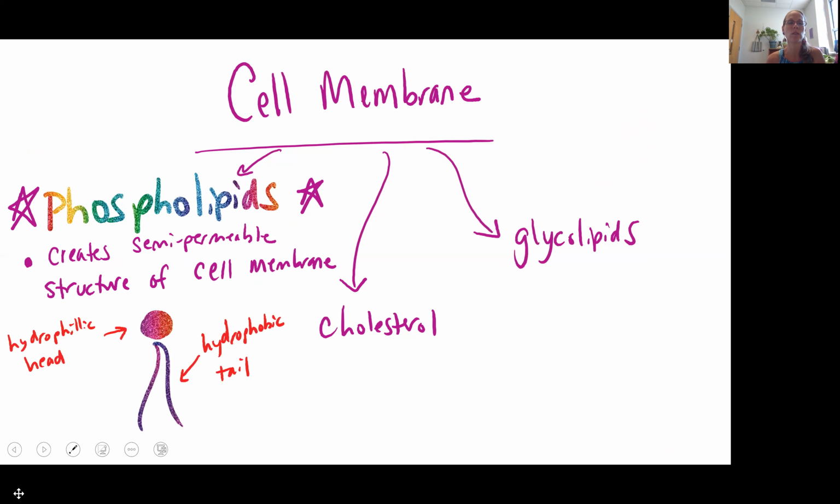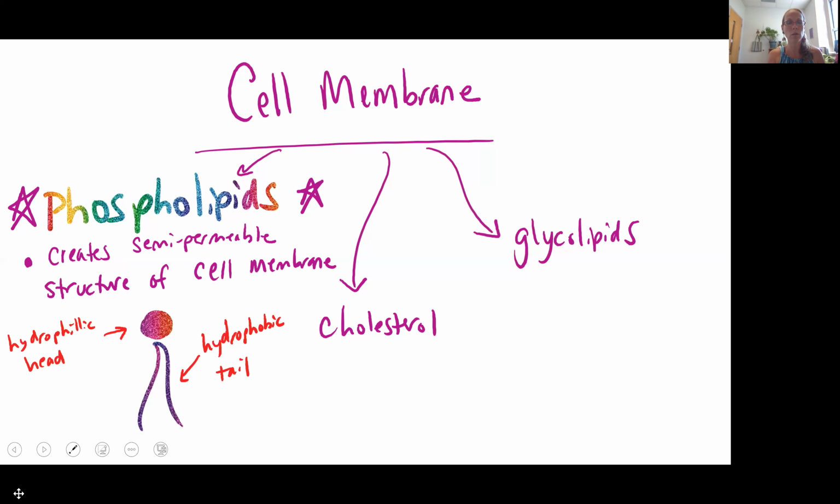The phospholipid is going to create what we can call a semi-permeable structure to our cell membrane. Semi-permeable means some stuff can cross and other stuff can't. Now, the way that the phospholipid molecule is special is it's going to have a hydrophilic head and then a fatty acid hydrophobic tail. So the hydrophilic head is the water-loving, is polar, and then you're going to have a non-polar lipid hydrophobic region. And so that's going to be really important to understand as we start talking about our cell membrane more in the future.